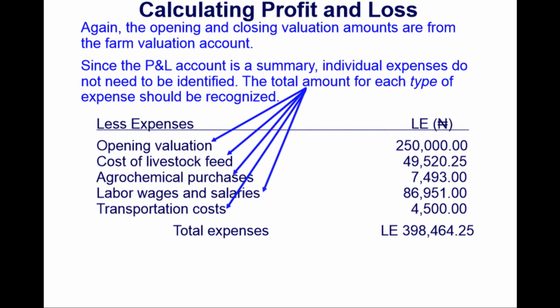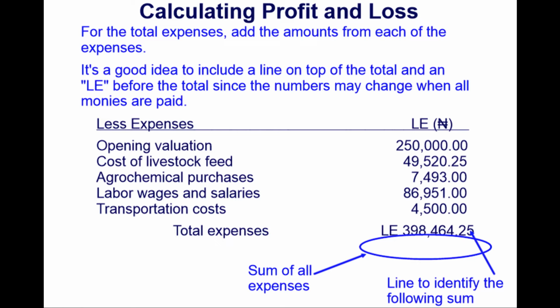Again, the opening and closing valuation amounts are from the farm valuation account. Since the P&L account is a summary, individual expenses do not need to be identified. The total amount for each type of expense should be recognized. For the total expenses, add the amounts from each of the expenses.